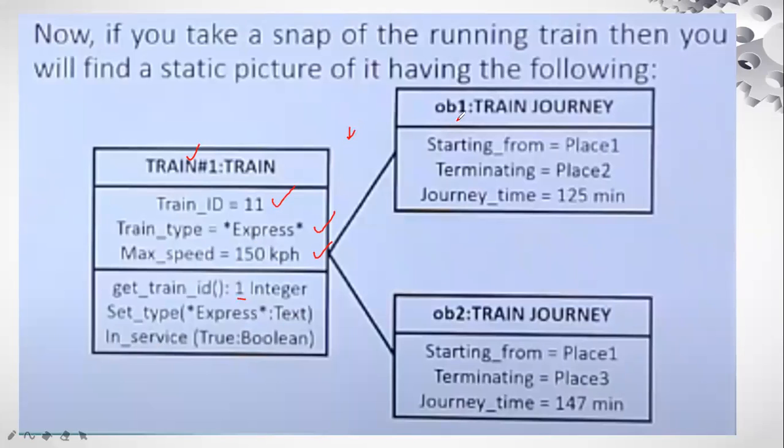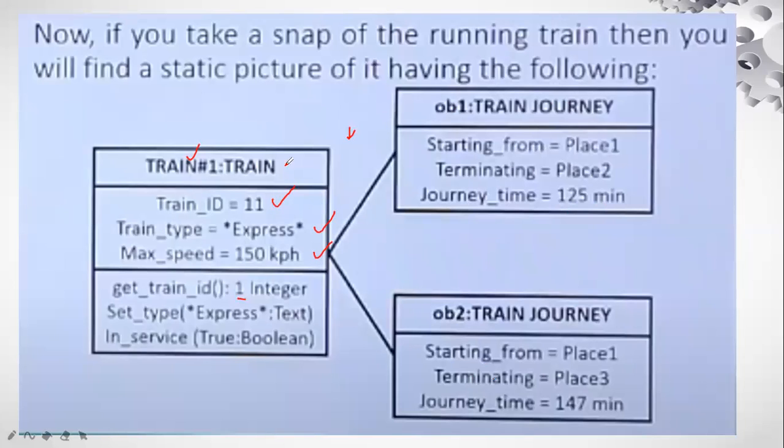Now we can see the other class is the train journey. So OB1 is the first train journey, and OB2 is the next object of the class train journey. Starting from place 1, terminating at place 2, journey time is 125 minutes, and the same with all these data out here. So what you can see is that this is the object diagram of the class diagram train and train journey.